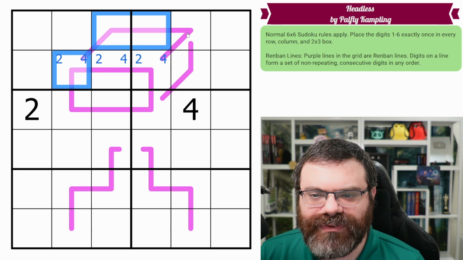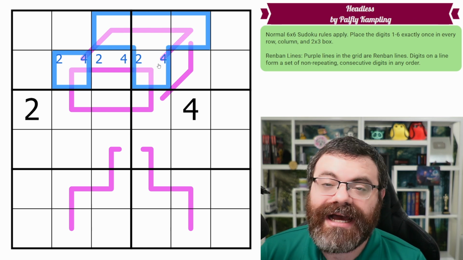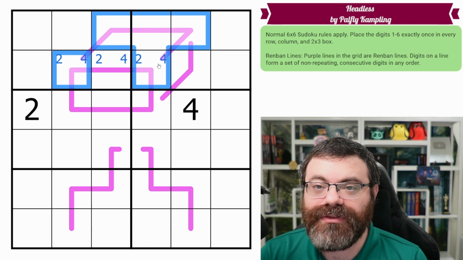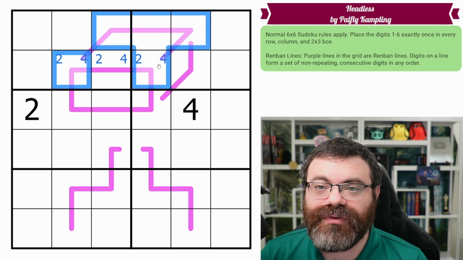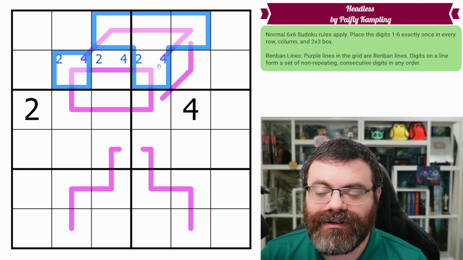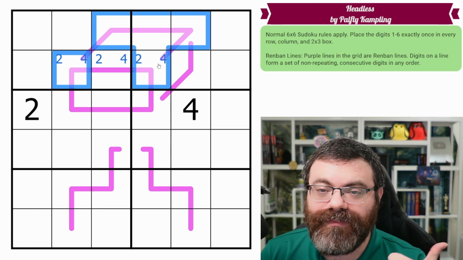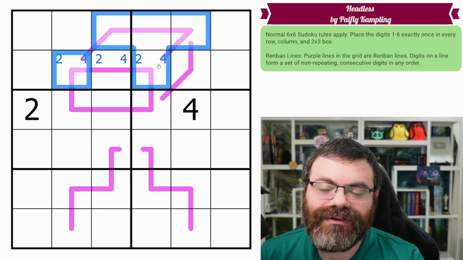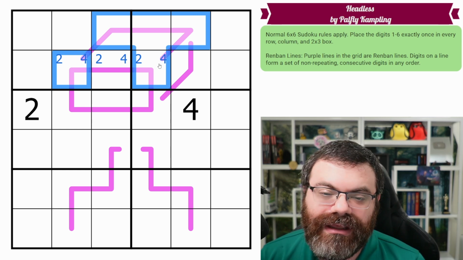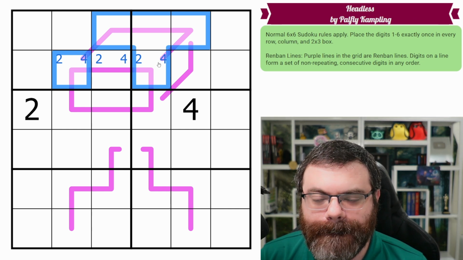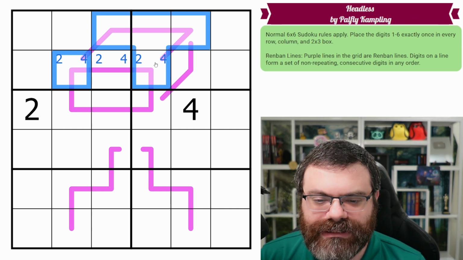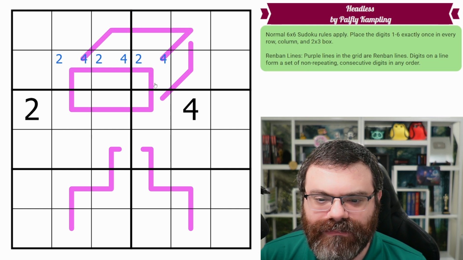This line is 5 long. So a 5 long Renband, if you think about it, is either 1 through 5 or 2 through 6, meaning it always has 2, 3, 4 on it, or 2, 3, 4, 5 on it. We can only omit the 1 or the 6. We can only omit an extreme digit. So this has every digit except 1 and 6. Now, does that help? Not at the moment.